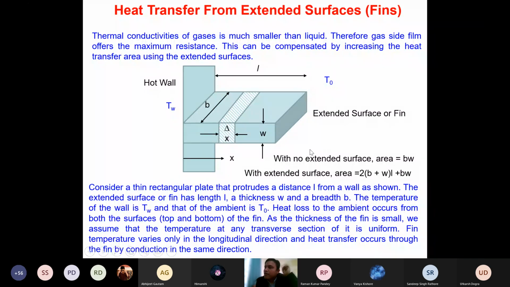That's what we do in a cylindrical geometry also, isn't it? That small QR is varying along the radial direction, isn't it? That's why we make a shell balance there. So the same argument I am making here. Does it make sense to everyone? Yes, sir.